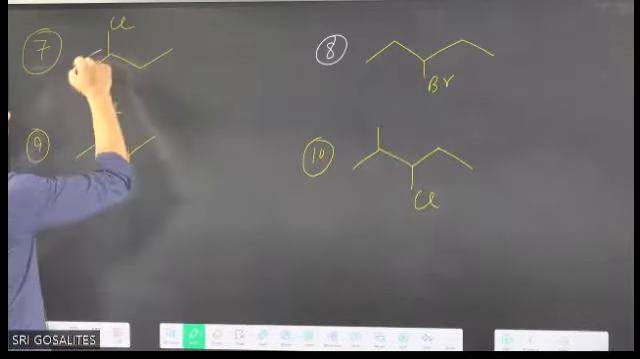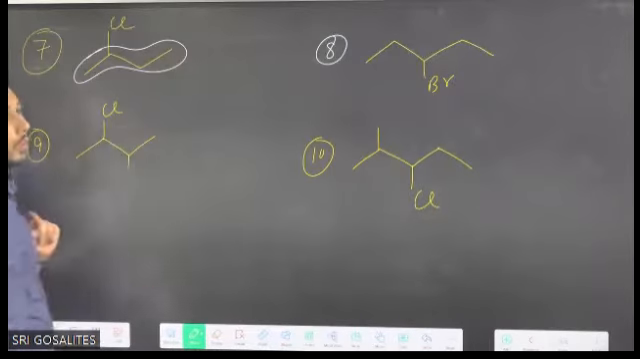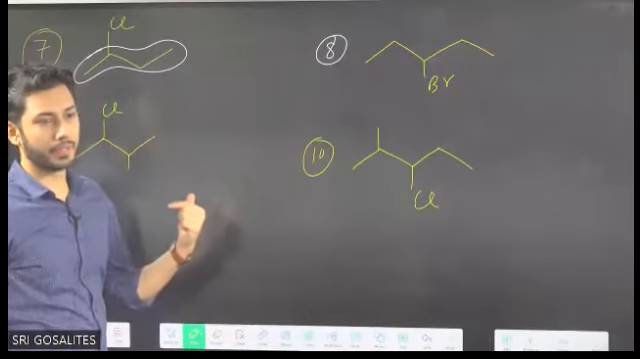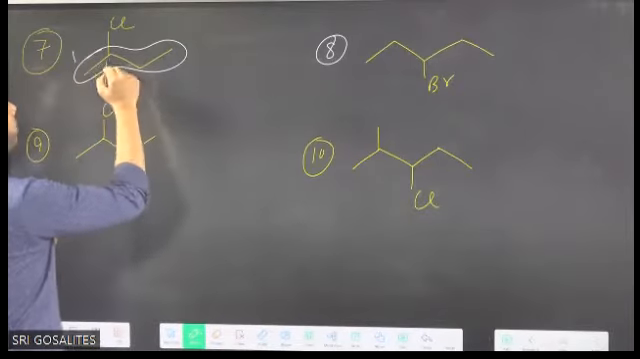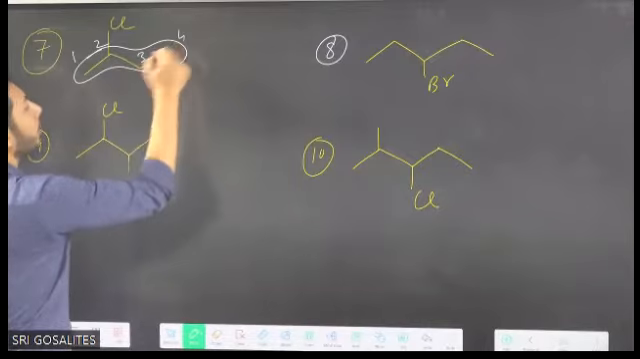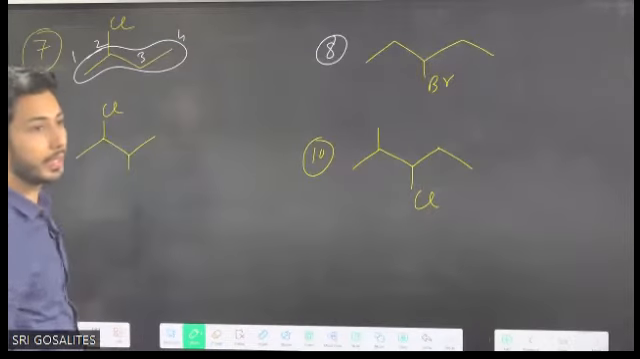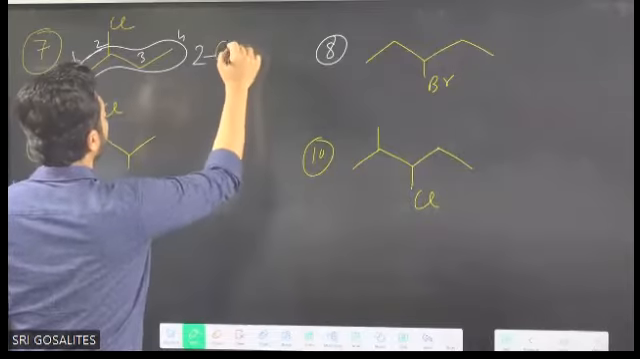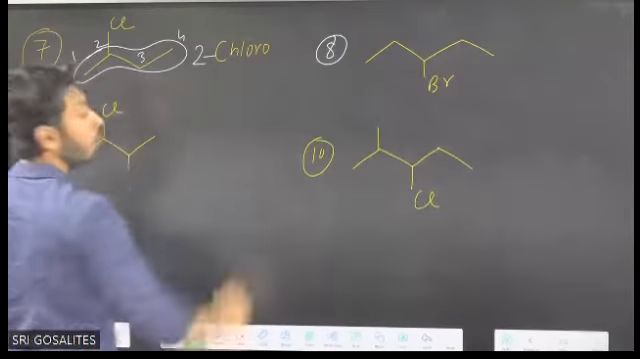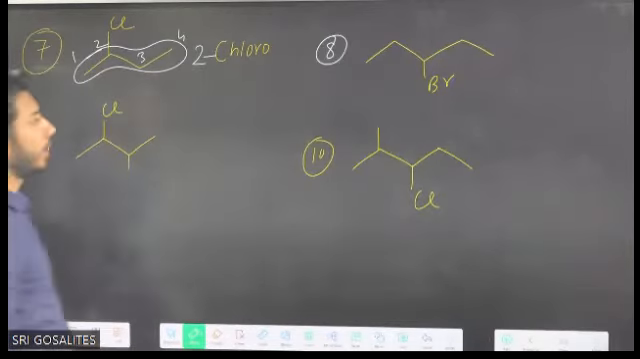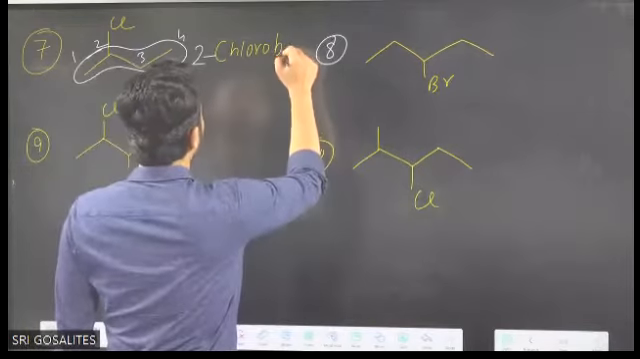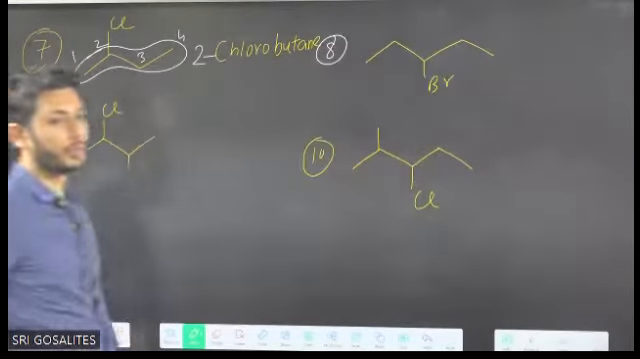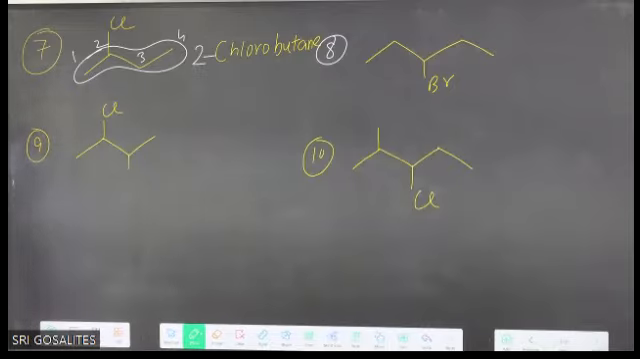Longest chain selected. Now, halogens are always treated in nomenclature as prefix. So which position? From the left we have to do numbering, giving the minimum number to the substituent after selection of the parent chain. So what is the name? At second position, which substituent? Halogen is halo, chloro. Then parent chain, 4 carbons, but. Then saturated, ane. 2-chlorobutane. Keep on checking your answer.